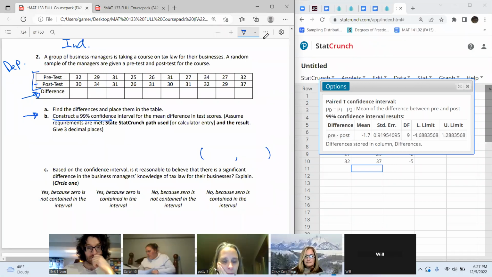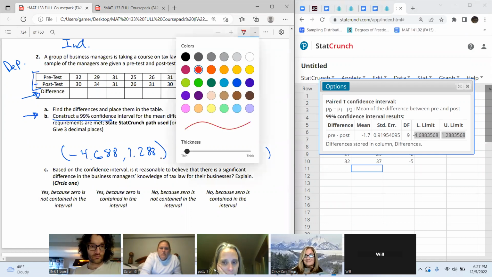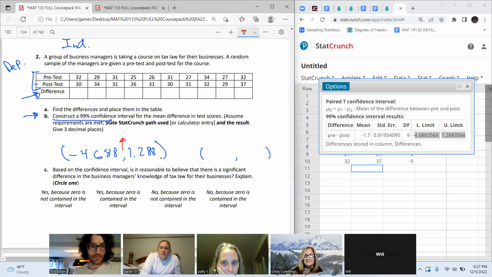Our answer is this. Do we all have the same answer? We're looking at negative 4.688, comma, 1.288. Before we go anywhere else, what special number is within the interval? 0. Good, right? So that means that there is no difference between the scores these businessmen got before they took the test and after they got the test.